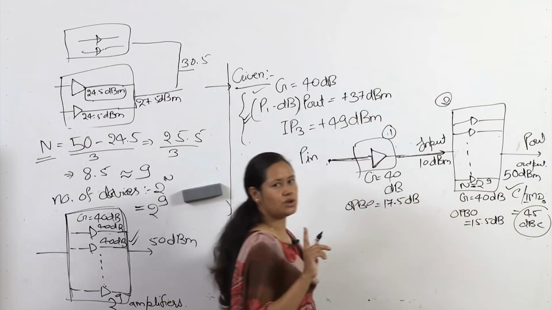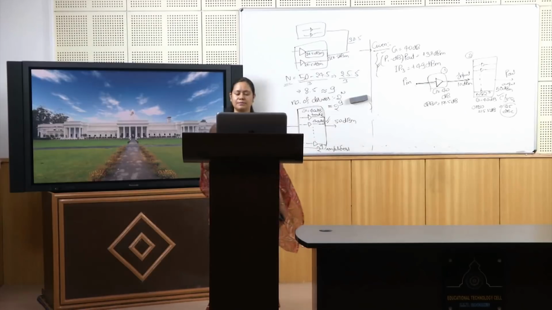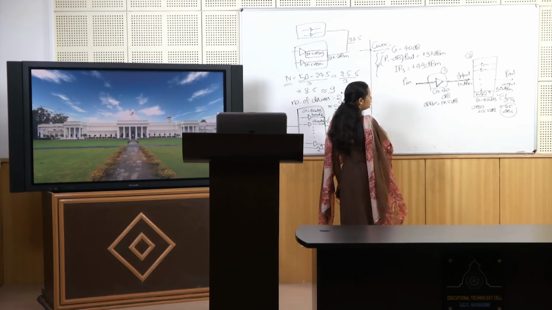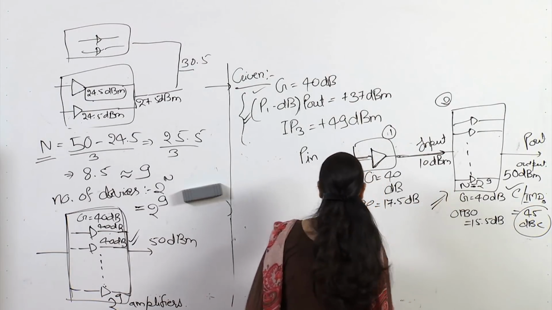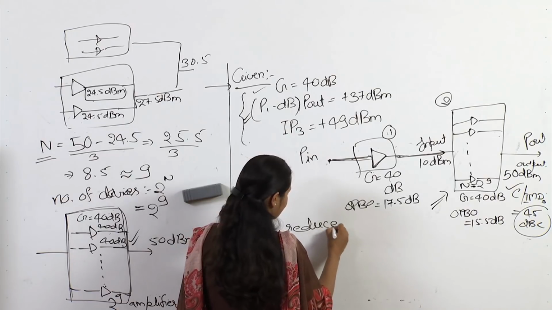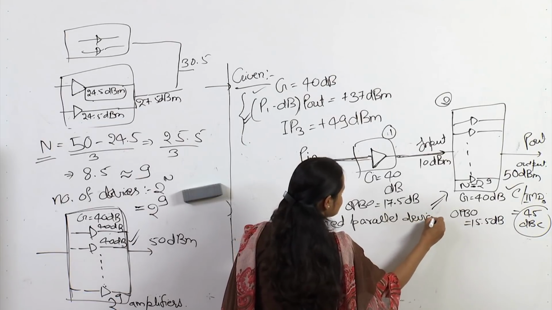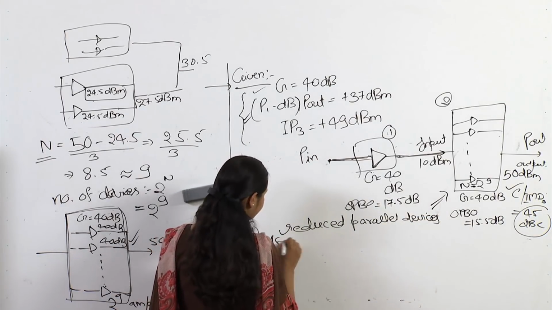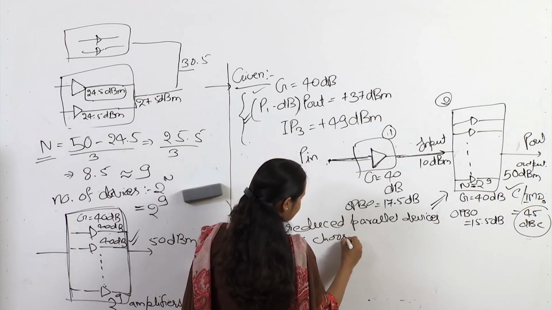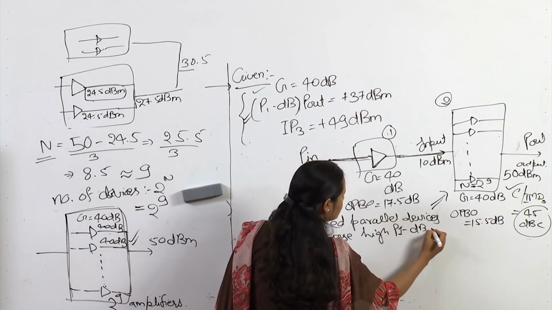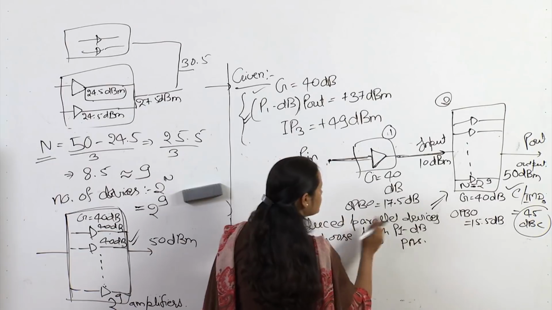So our signal is not being clipped and we are able to design the system completely. So this was one example, and if our requirements are not achieved, we can keep repeating this for the previous stage. What we can see from here is that we could have reduced parallel devices if we choose high P1 dB PAs.